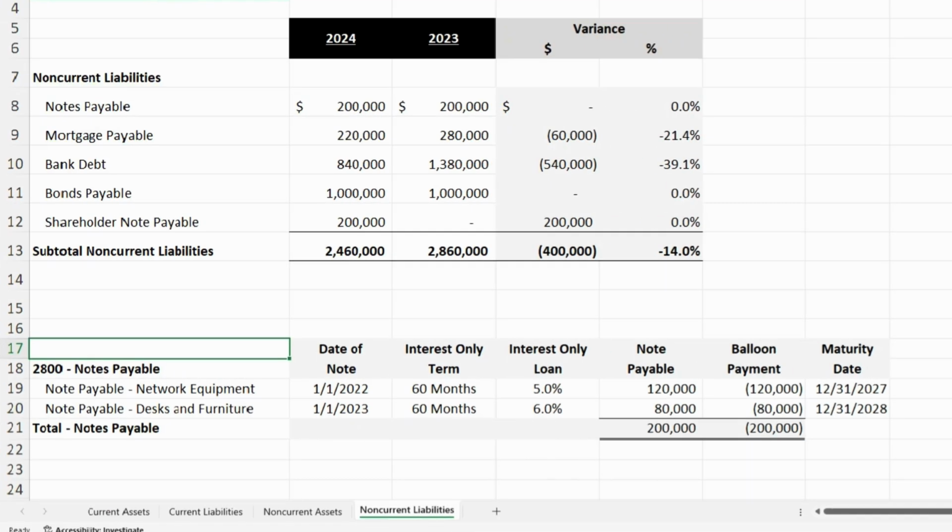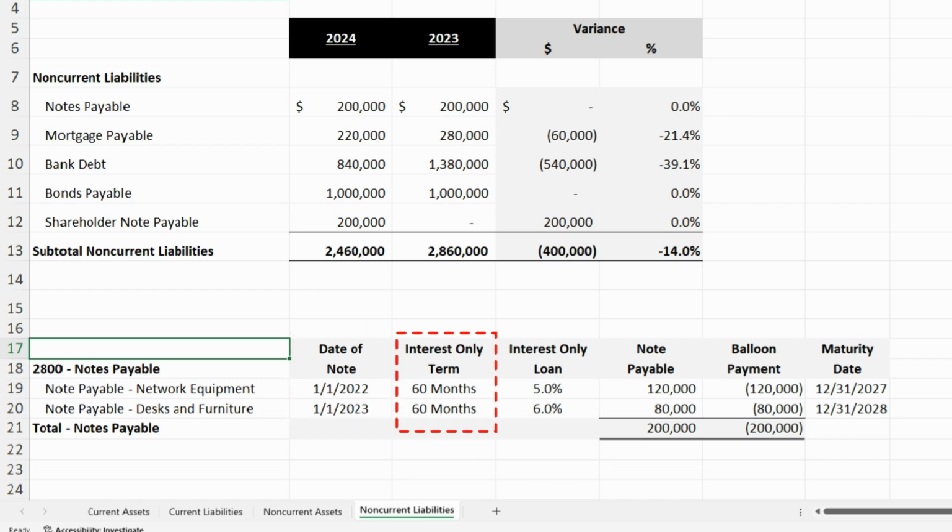All right, let's dive into this. First category in non-current liabilities is notes payable. We're working with general ledger account 2800 in this situation, and we have 2 notes payable that make up our general ledger account. Now, a notes payable is typically going to be a promissory note. And a promissory note is going to have standard pieces to it. There's going to be a date that it was issued. There's going to be a term of the promissory note. Is it 5 years? Is it 7 years?